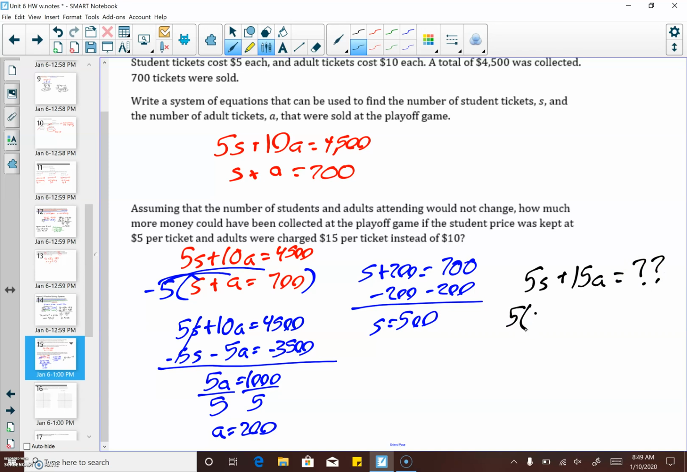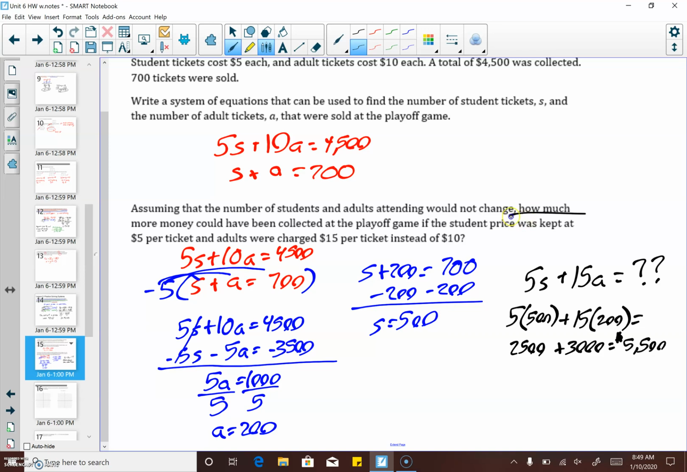Well, if we know there were 500 students and there were 200 adults, we want to plug that into our calculator to find out what we are going to make. So the students would still be $2,500, but then when we plug in 15 instead of 10, that gets us $3,000 for the adults, and that gives us a total of $5,500. So if the price was 15 instead of 10, and the same number of people showed up, they would have made $5,500 instead of $4,500. But that's not the answer to the question.